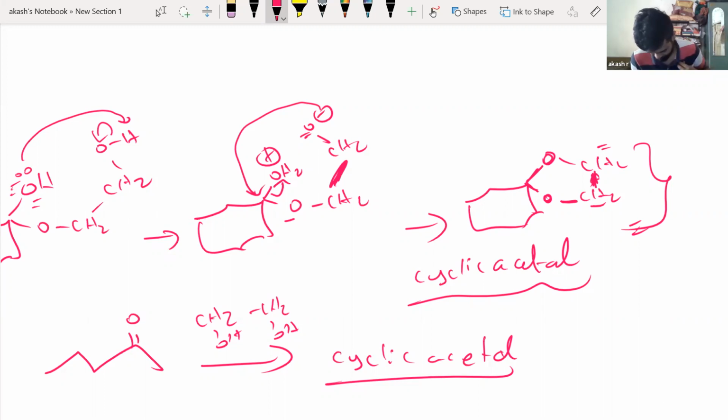Can you say how to name the structure also? How to name the structure? Don't worry. No, don't worry about the naming of structures. You just have to understand this is going to be a cyclic acetal. Right? Don't worry about it. Anybody else wants to send me? Maybe I'll give you 1 more minute.